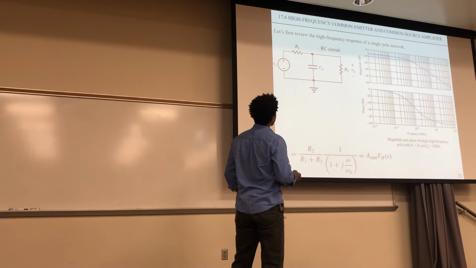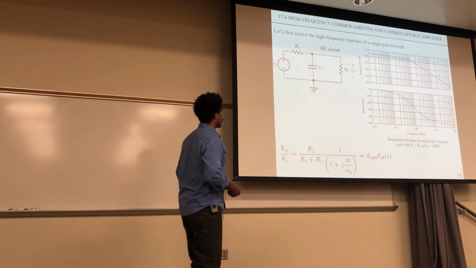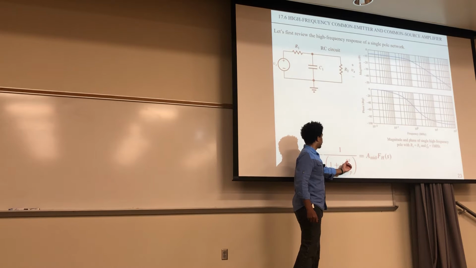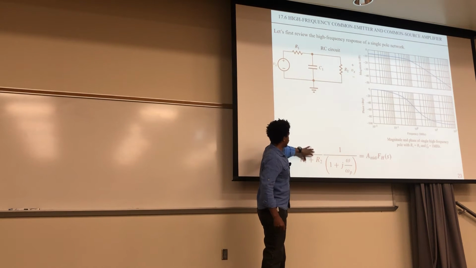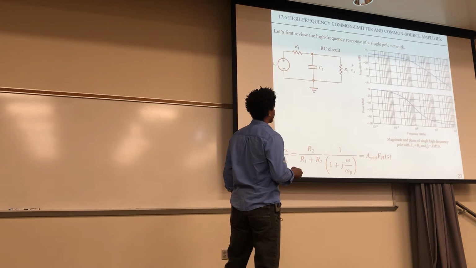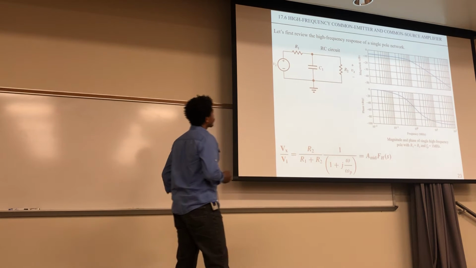And it looks like this, where here's the A mid part, and then it falls off right here at that slope. Okay, and you can clearly see here that when this goes to DC, when that goes to 0, this goes to 1, and all we have left is this right here, which is the A mid part. And here's the phase diagram right here, phase as a function of frequency.